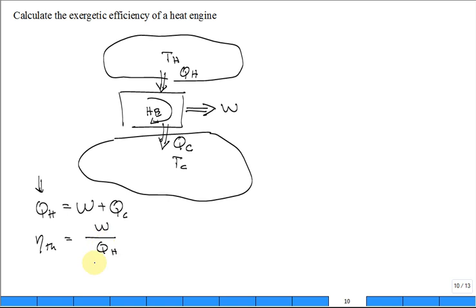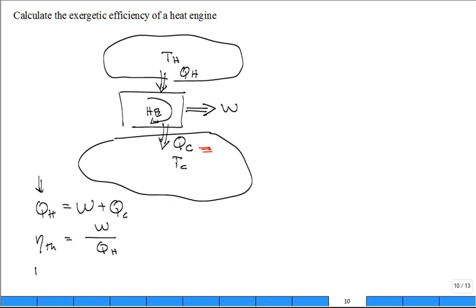Now you may still do something useful with QC, but typically at this point we say QC just heats up the environment. It just makes our atmosphere warmer, right? It just heated up a lake, heated up the river, heated up air around us, but it didn't do anything useful. The only thing useful was that work out.